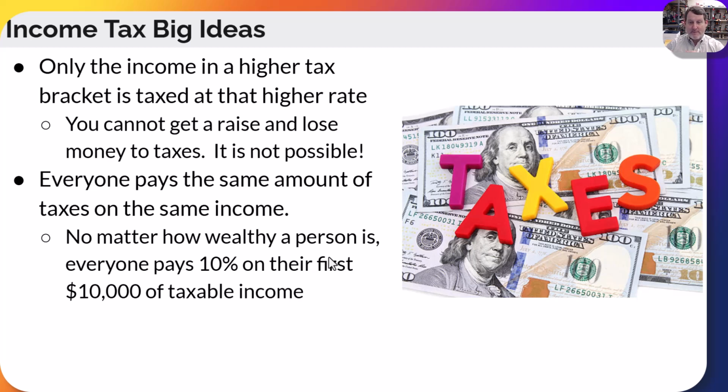Now, if you make more money than me, the money above my money can be taxed differently because I don't make that money. But if I did, I'd be taxed the same way. So there isn't one set of rules for some people and another set of rules for others. We all pay 10% on that first $10,000, 12% on the next $40,000, and on and on.